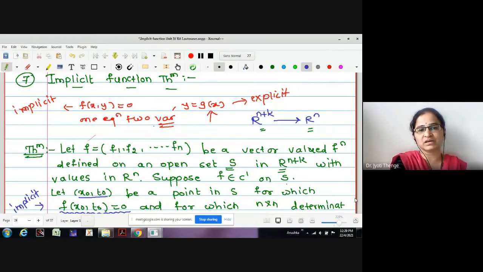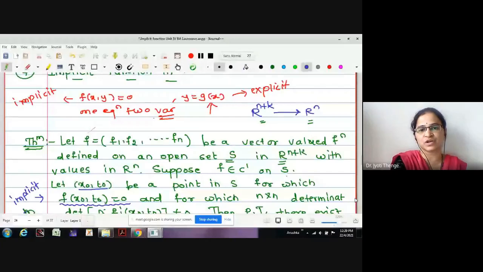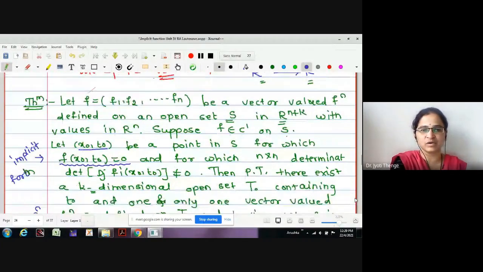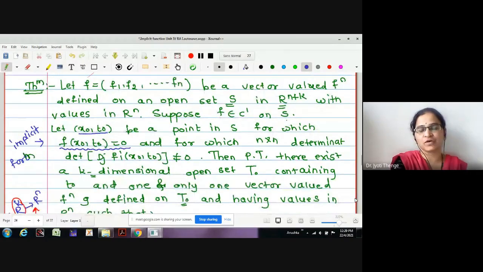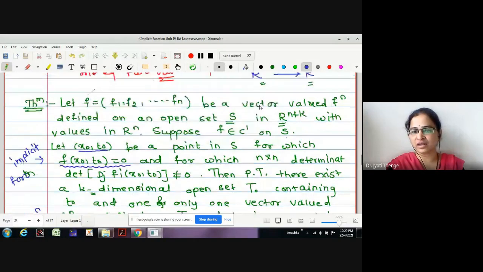Therefore, it will have the same kind of structure for the multivariable vector valued function. Here we are going to understand the criteria for converting an implicit function form to an explicit format for the multivariable vector valued function. The function under consideration was given to us to be an n-tuple vector valued function. That is, f, having the coordinate functions f1 to fn, is the vector valued function, and it is defined on an open set S in R^(n+k).